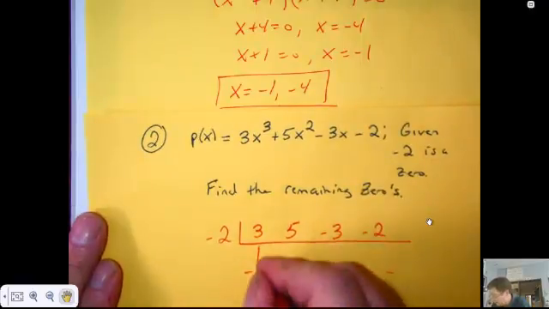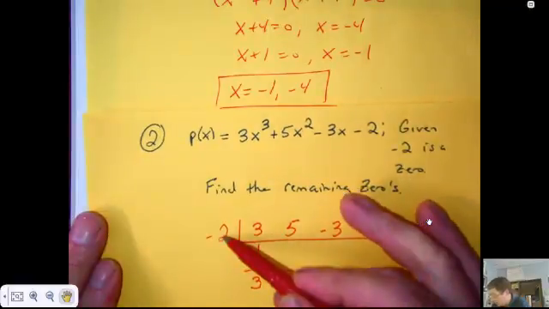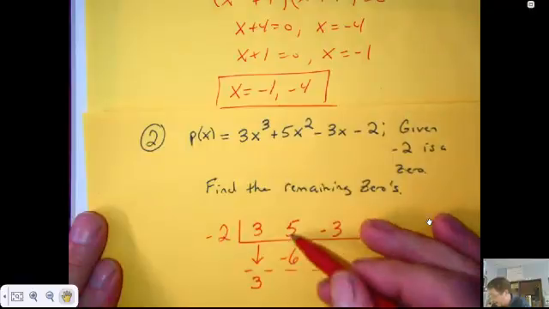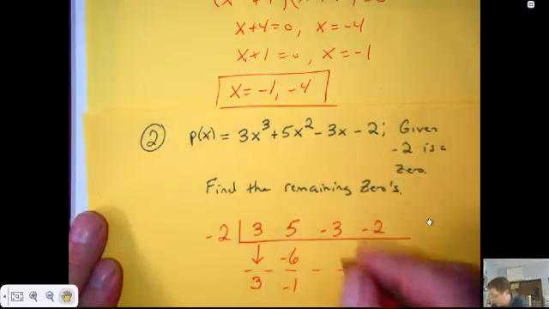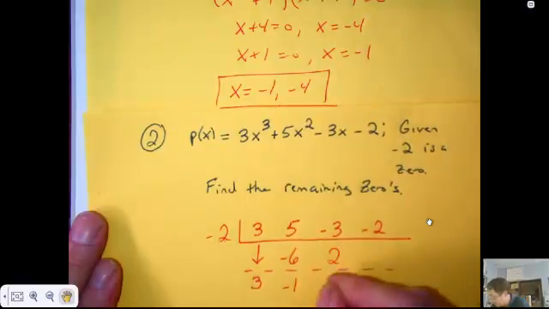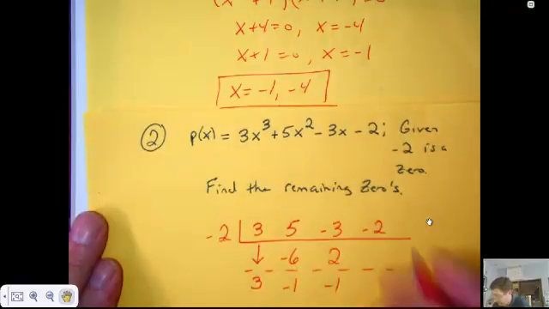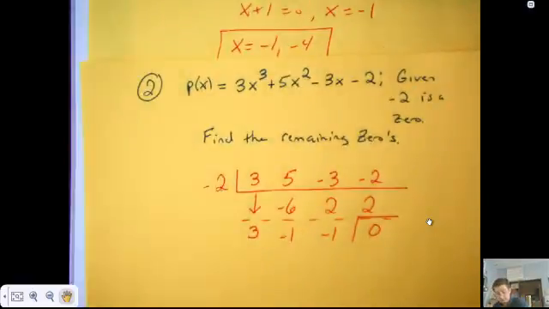And let's do that algorithm. Bring the 3 down. Negative 2 times 3 would be negative 6. And let's carefully add. 5 and negative 6 is negative 1. Negative 2 times negative 1 is positive 2. And 2 times negative 1 would be, again, positive 2. Obviously, if I don't get a 0 for the remainder, I know I've got a problem, but I did.